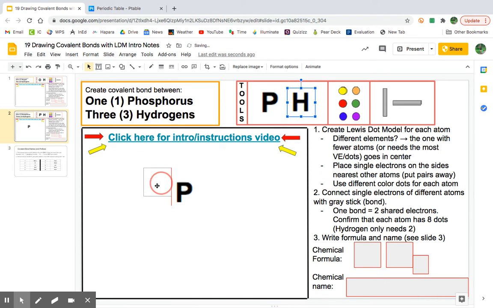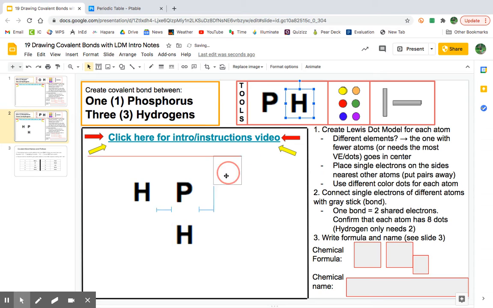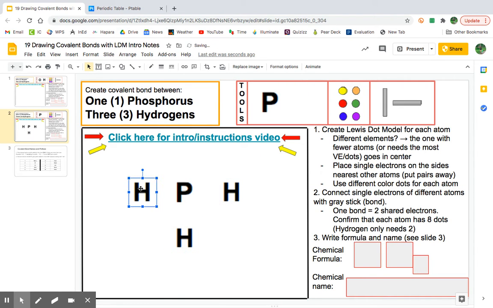It doesn't really matter where you put the hydrogens as long as you somehow surround the phosphorus. So I'm going to put one on the left, on the bottom, and then on the right. I think I'm going to move these a little bit away so it works out better. Then we need to place single electrons on the sides nearest other atoms. We'll put pairs of electrons away, and we're going to use different colors. Let's go ahead and place some electrons in here.